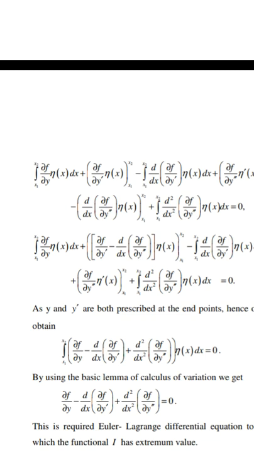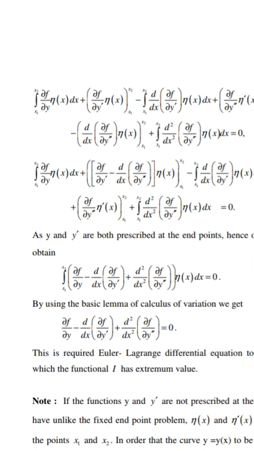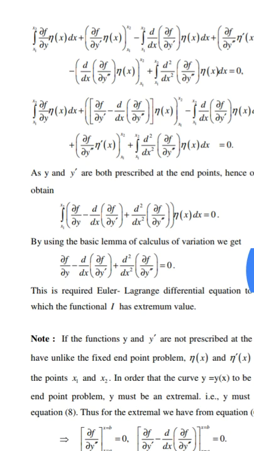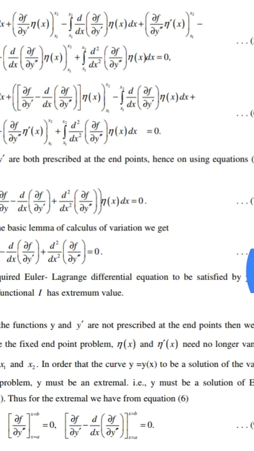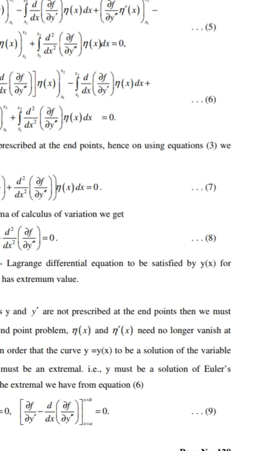Therefore integral of del f by del y minus d by dx of del f by del y dash plus d2 by dx square of del f by del y double dash, times eta of x dx, is equal to 0, and by the basic lemma of calculus of variation, del f by del y minus d by dx of del f by del y dash plus d2 by dx square of del f by del y double dash is equal to 0. This is the required Euler Lagrange differential equation.